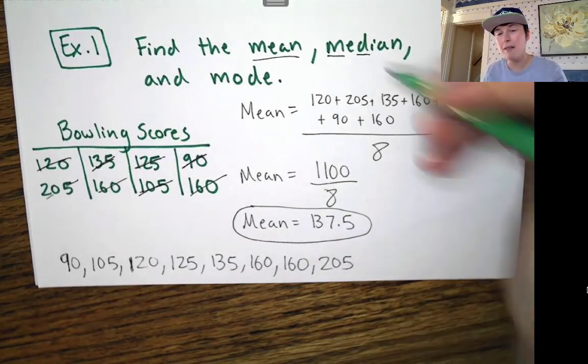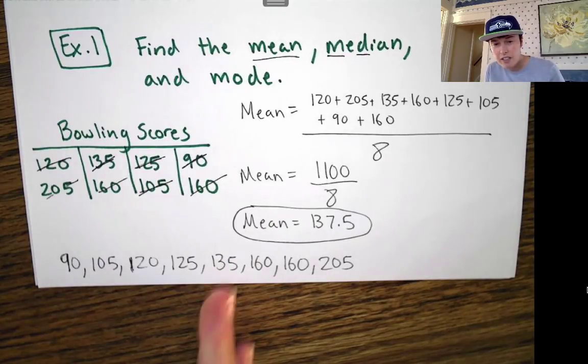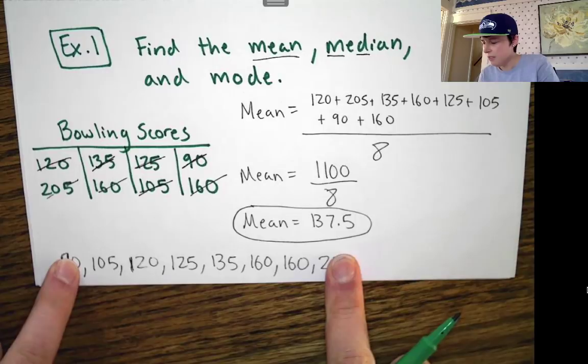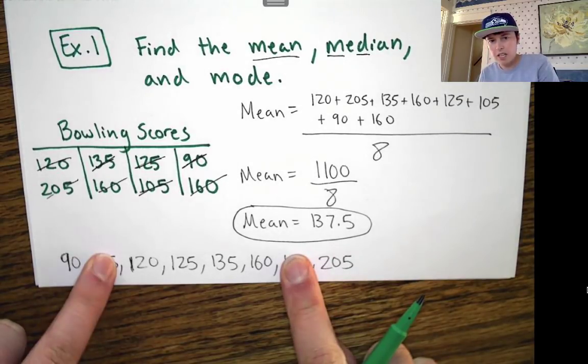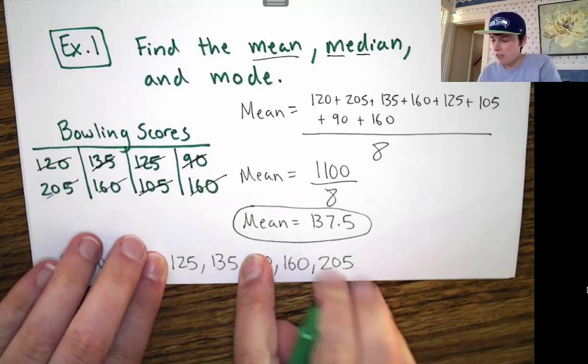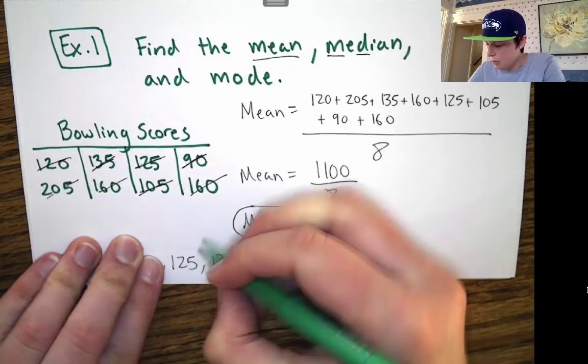All right, so remember what the median means. The median means the middle. So here's how I find the middle. I want to find literally the middle of the numbers. So here's the first and the last. Then I move in. There's the next 2. Move in. There's the next 2. There's my middle. There's 2 numbers in the middle. 125 and 135. So I'm going to circle it.